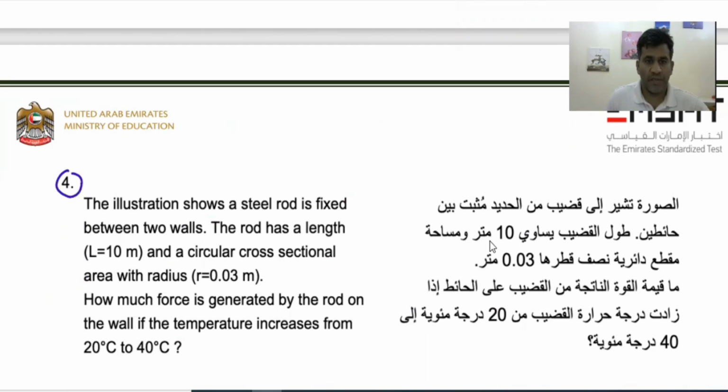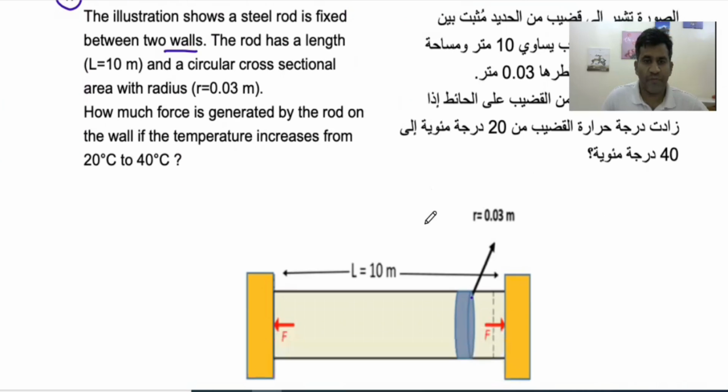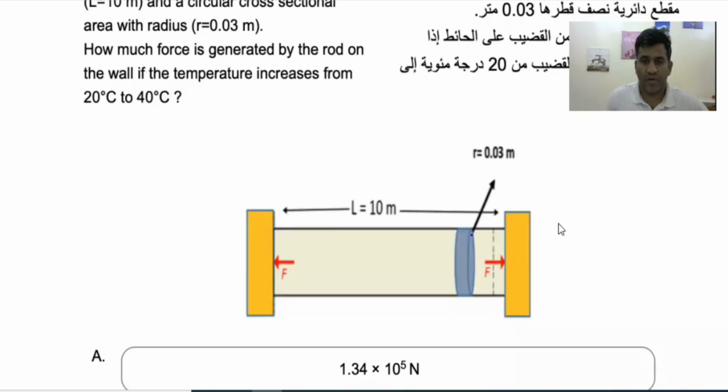Question number 4 here is: the illustration shows a steel rod fixed between two walls. The rod has a length of 10 meter and a circular cross-sectional area with radius 0.03 meter. How much force is generated by the rod on the wall if the temperature increases from 20 degrees Celsius to 40 degrees Celsius? So this is the arrangement. The rod has been fixed between the two walls, and the initial length of the rod is going to be 10 meter. Sometimes we represent the initial length as L naught.